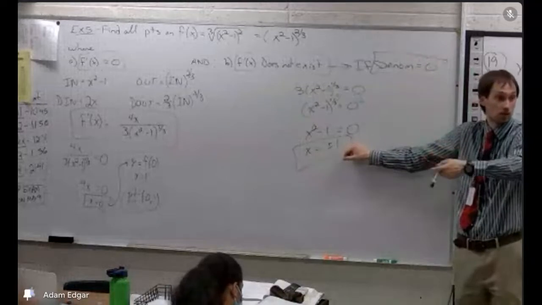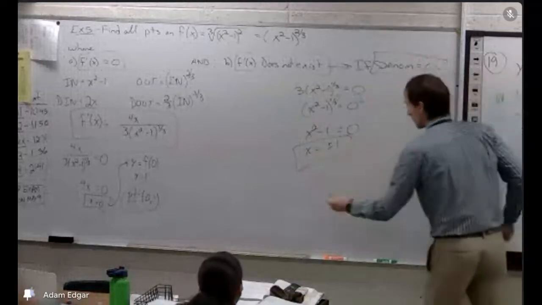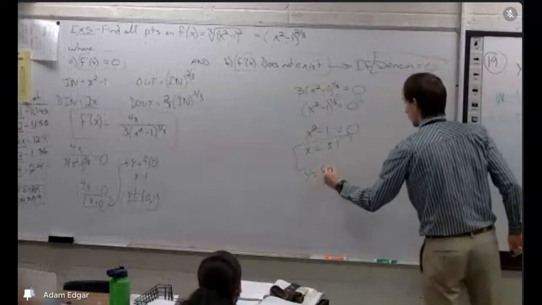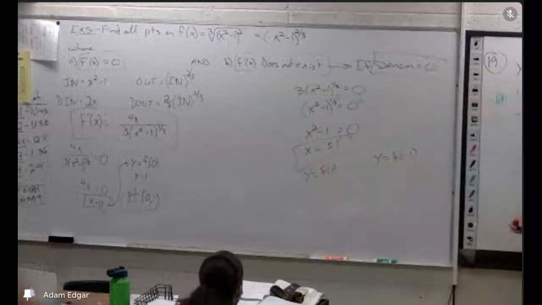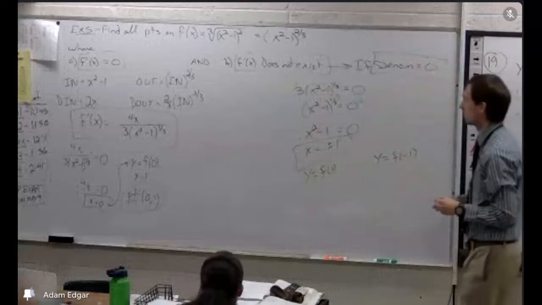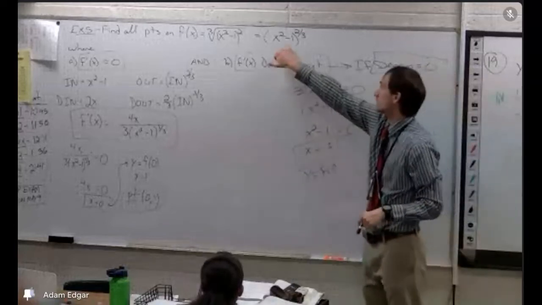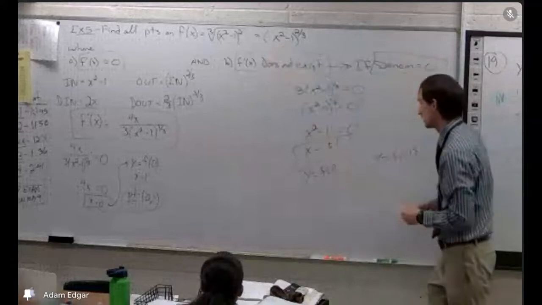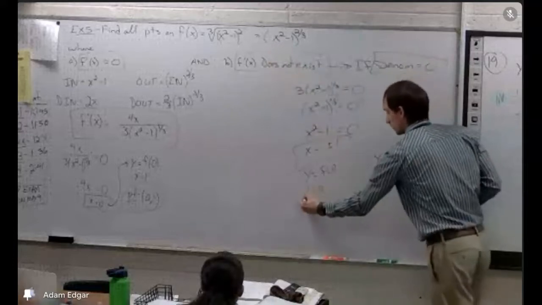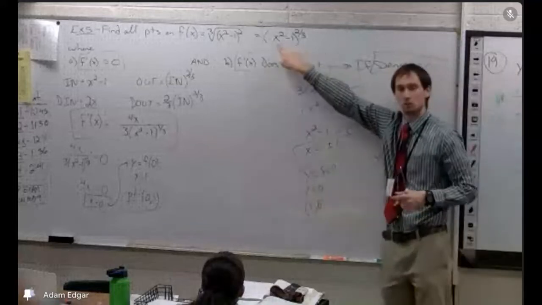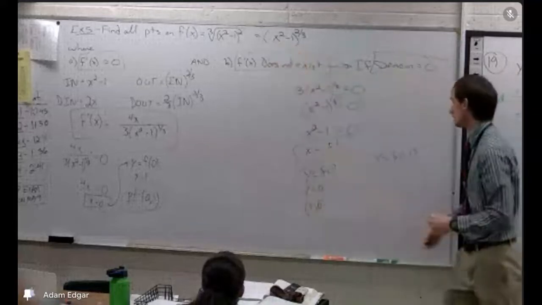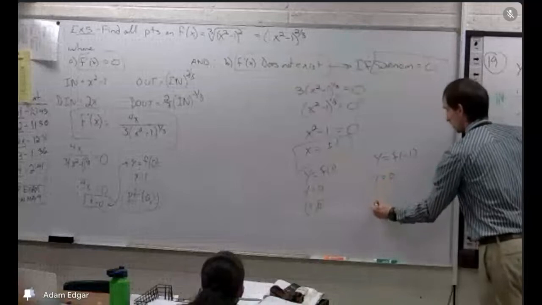Lucas, kill the phone. So we still got to find out what's our y-coordinate. What's y equals f of 1? What's y equals f of negative 1? So you go back into the original function. If you plug in 1 to the function, what do you get back for y? 0. So your point is 1 comma 0. If you plug negative 1 into the function, what do you get back for y? 0. So y equals 0, negative 1 comma 0.